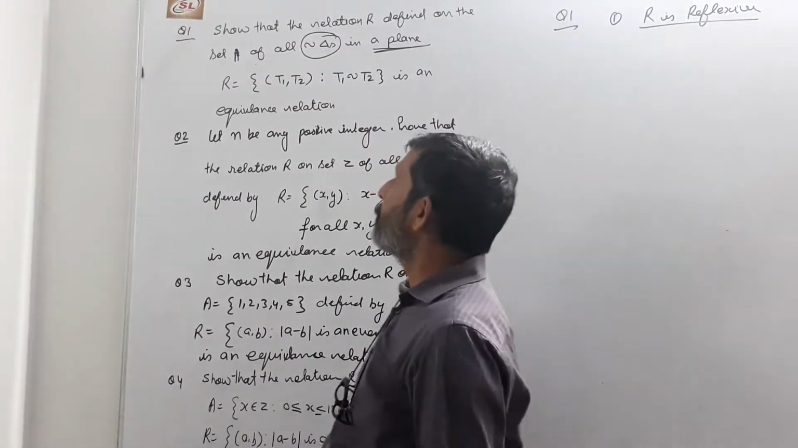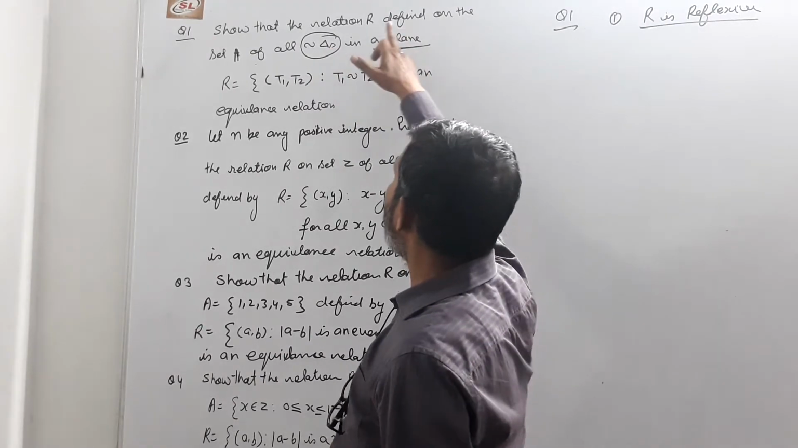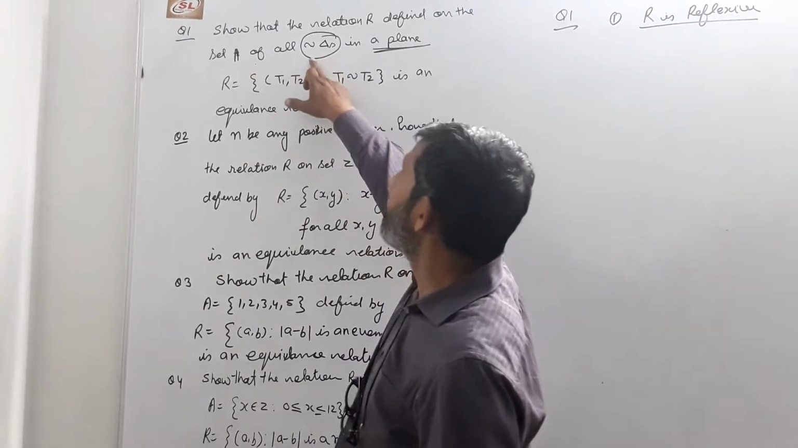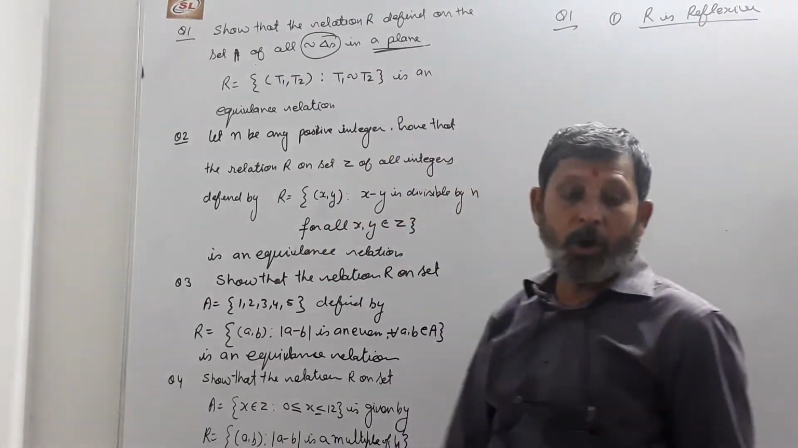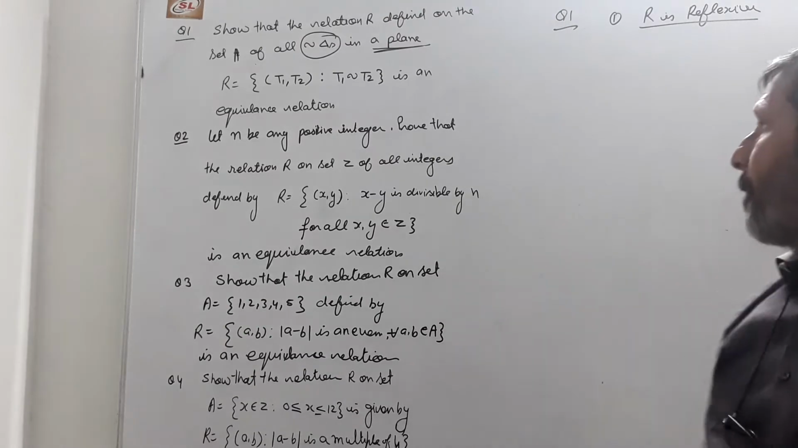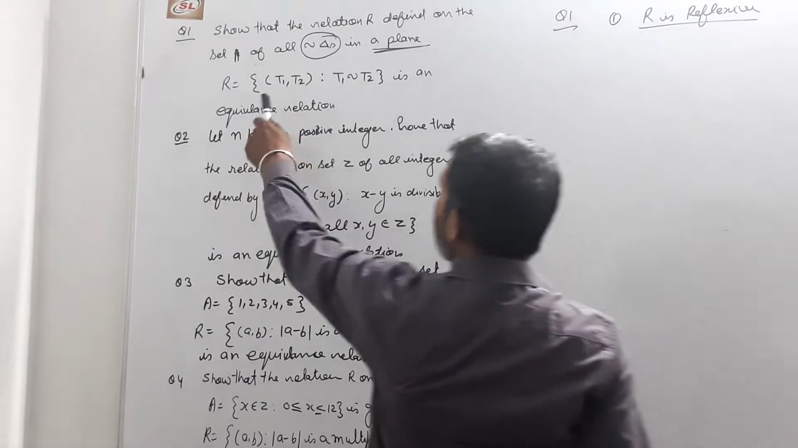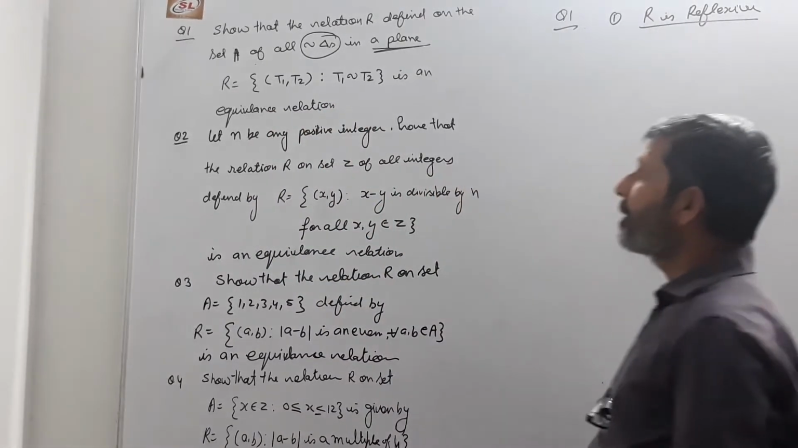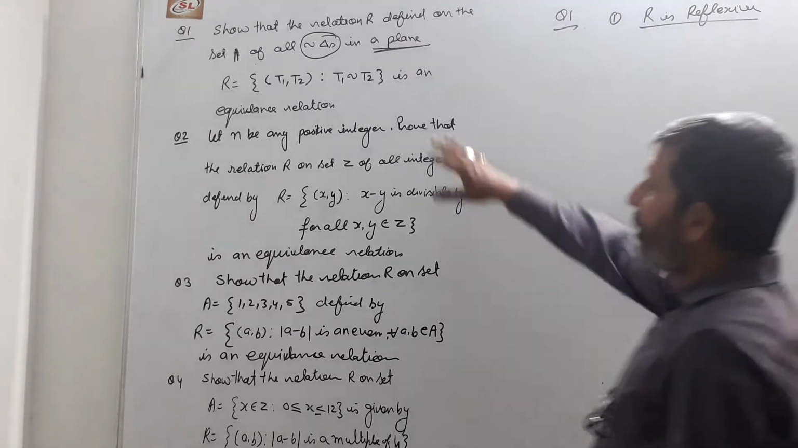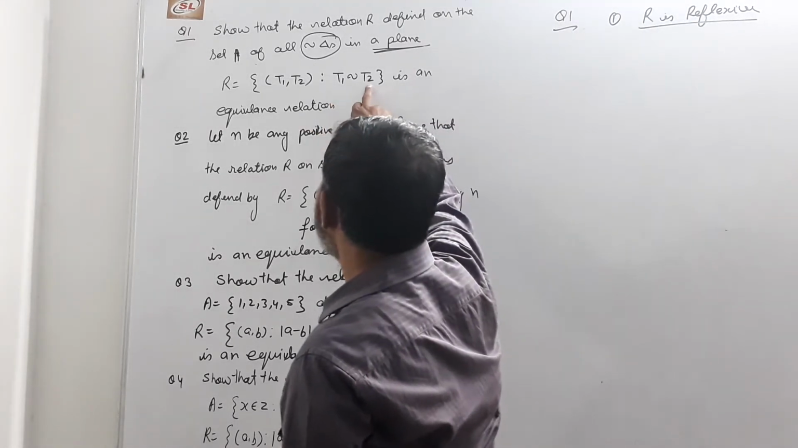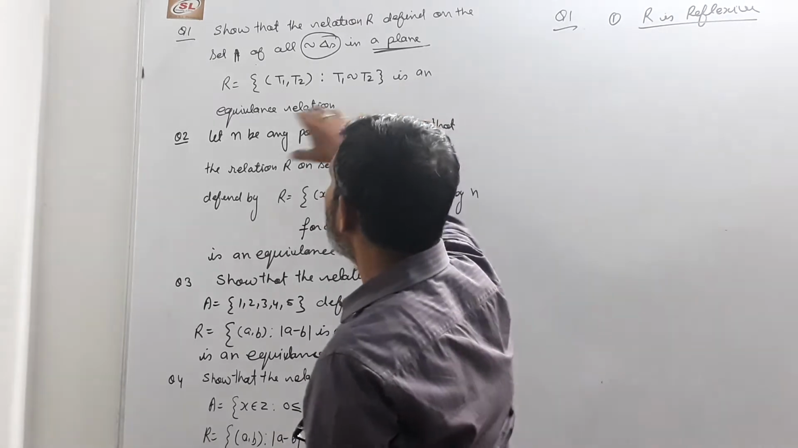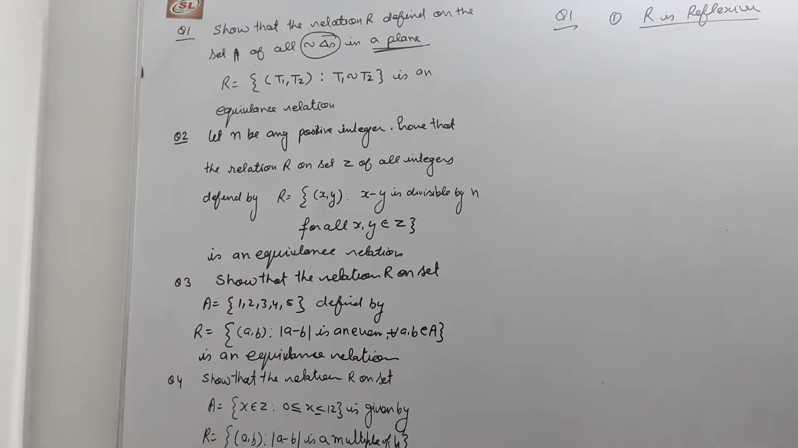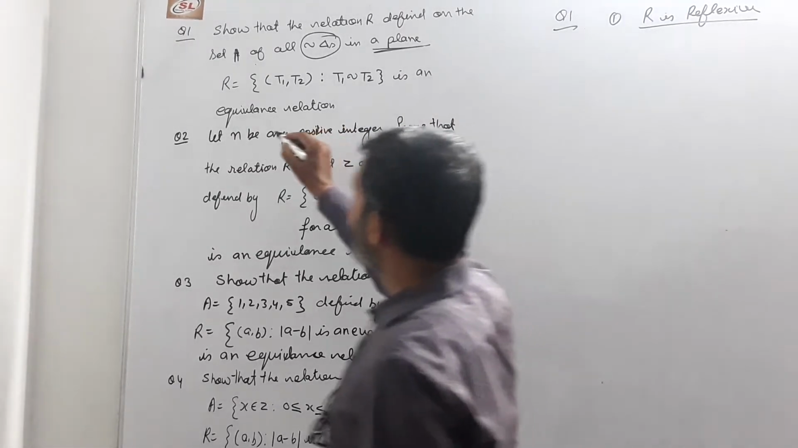The first question is: show that the relation R defined on the set A of all similar triangles in a plane, defined by R = {(T1, T2): T1 is similar to T2}, is an equivalence relation. T1 and T2 represent triangles. Okay, so we prove that this relation is an equivalence relation.